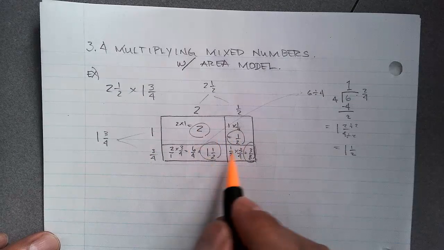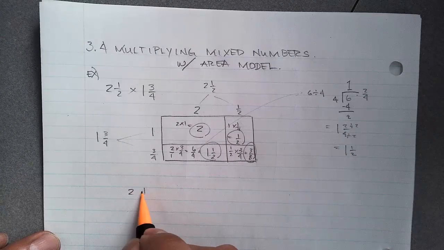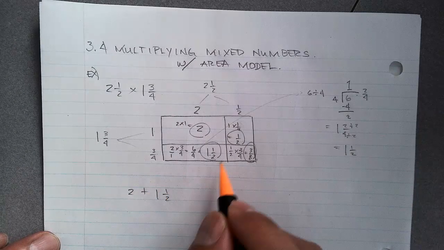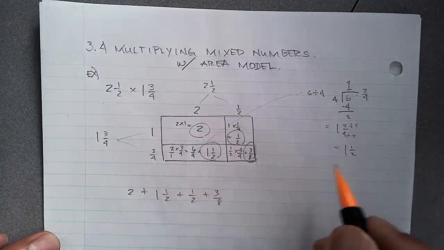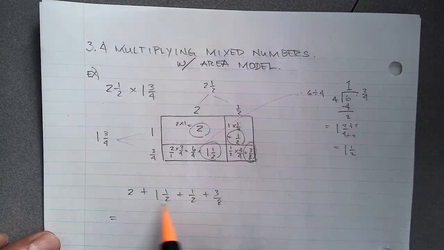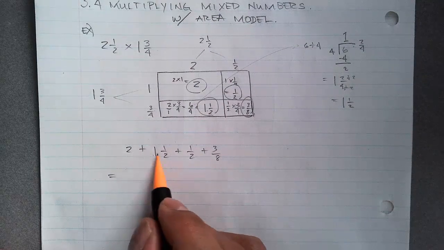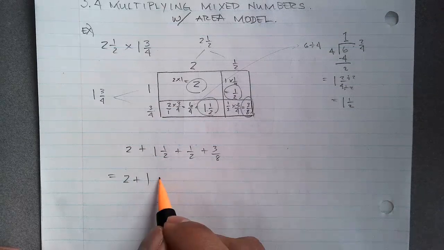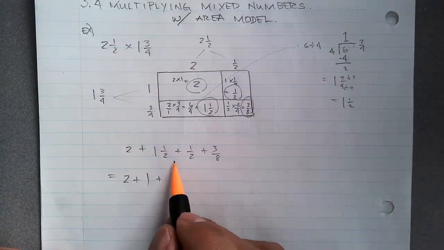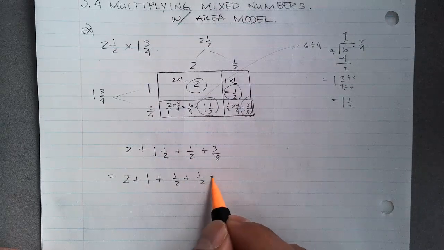Okay, so let's add this up then. 2 plus 1.5 plus 1/2 plus 3/8. This looks like a mess, but there is a trick you can do. You can just go ahead and add up the whole numbers if you like. And that's what I'd prefer to do. And then you can add up the fractions separately, like so.